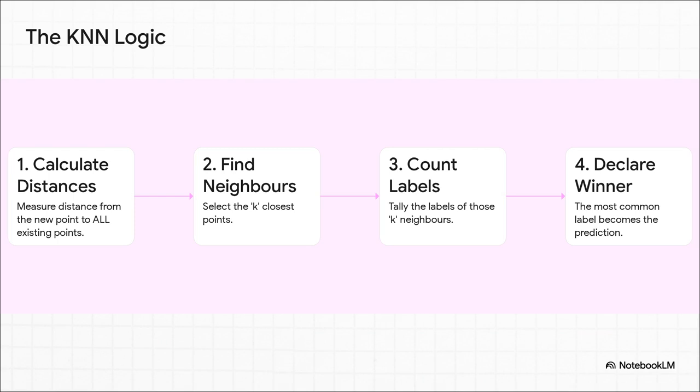Now, before we even glance at any code, let's just walk through the logic. It's actually way simpler than it sounds. First, the algorithm takes our new unknown data point and measures how far away it is from every single other point it already knows about. Second, it finds the K closest ones.